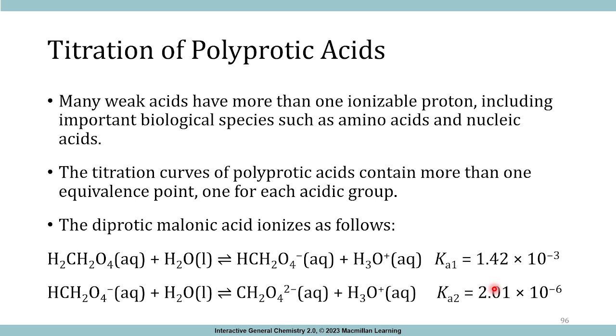So let's look at the titration of a polyprotic acid. So when we look at polyprotic acids, how did we look at them? Did we look at them with all the hydrogens coming off in one step? We look at them one at a time, don't we? One H plus coming off each step. And so many of these weak acids do have more than one ionizable proton, meaning a polyprotic acid, right? And a lot of these polyprotic acids are incredibly important biological species. So they have an extra level of importance to them.